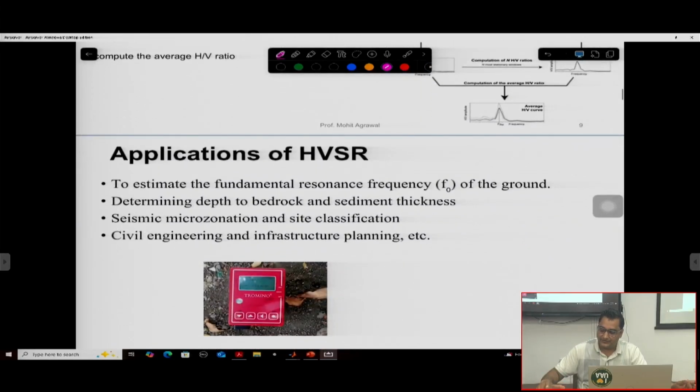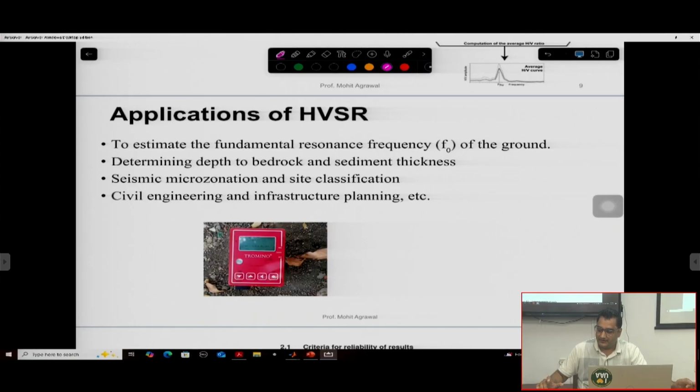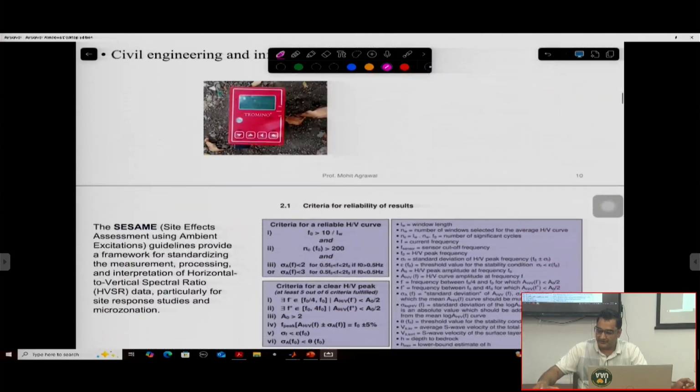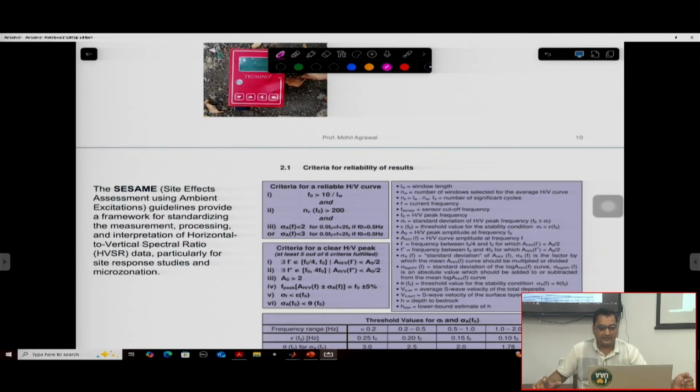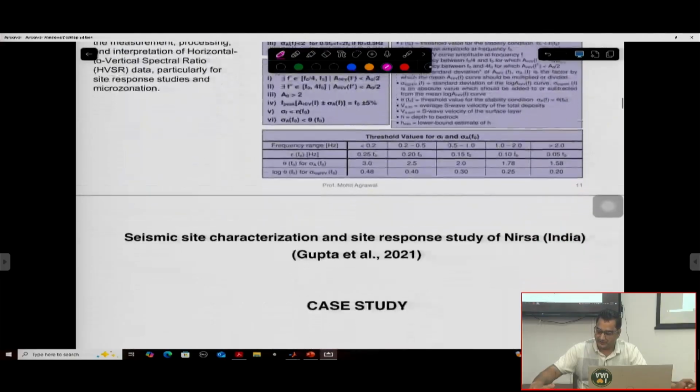And this is the application of HVSR. We learnt how to find the fundamental frequency, and we would like to avoid those fundamental frequencies being matched with the resonance frequencies of the building. It can be used to determine the depth of the bedrock and the sedimentary thickness, and for seismic microzonation, site classification and other civil engineering purposes. Thereafter we saw the SESAME guidelines. They can be used to determine whether your HVSR is reliable, whether it has a clear peak in the HVSR curve.